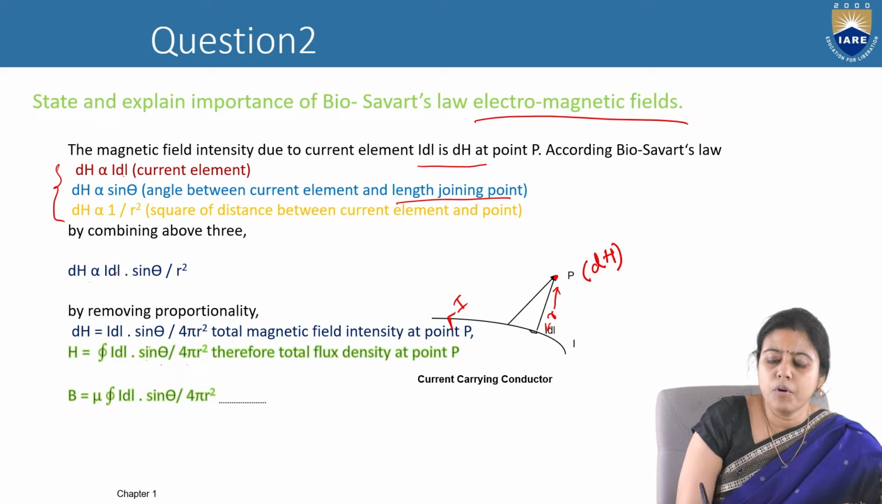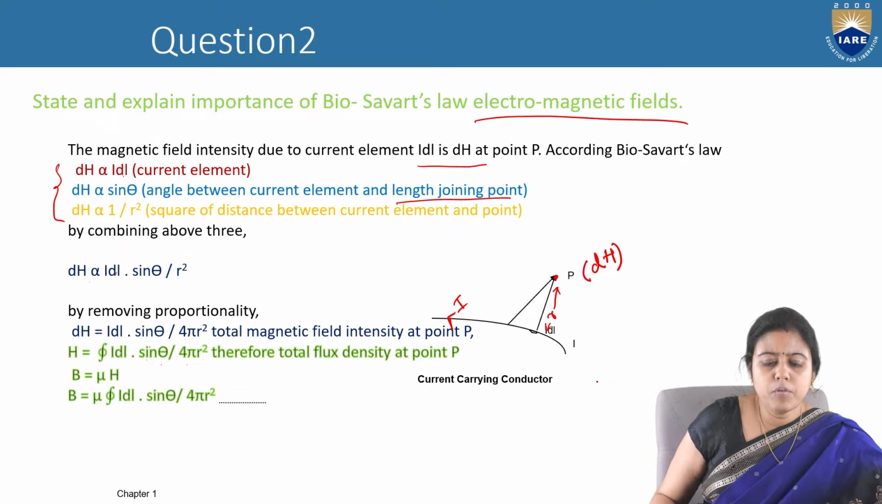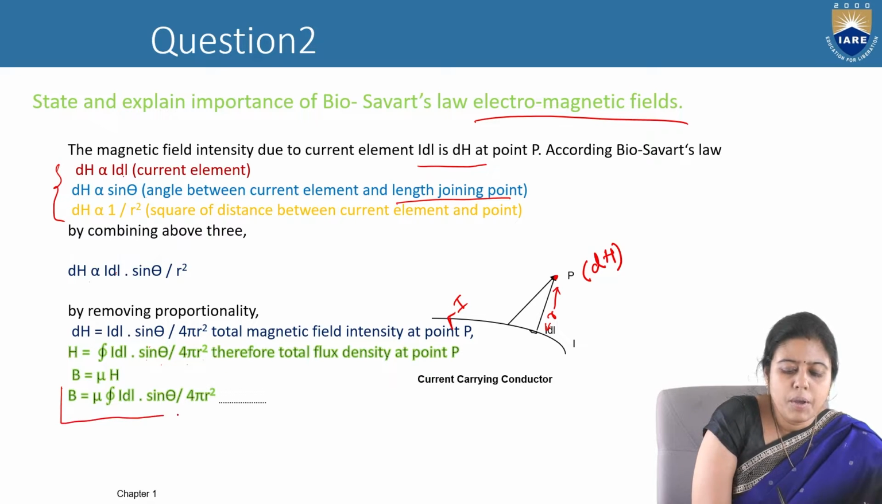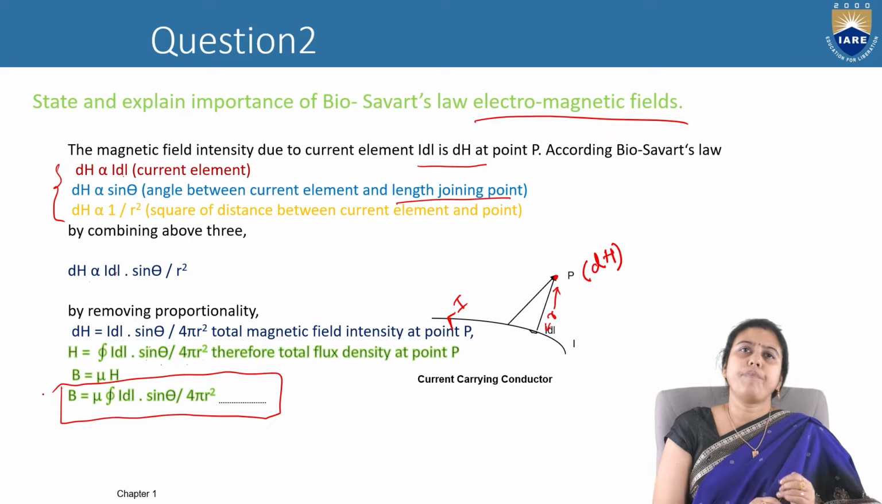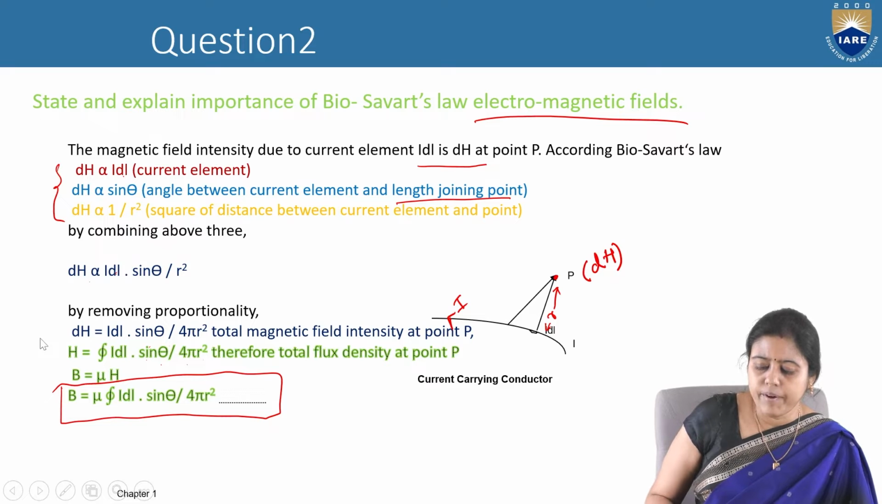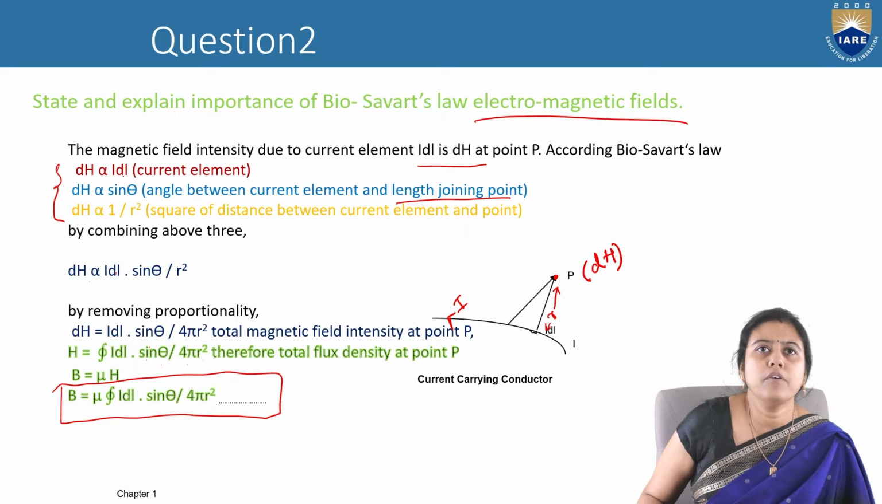Now we know B is equal to mu into H. So B is equal to mu IDL sin theta by 4 pi R square. So this is known as the Biot-Savart's law.